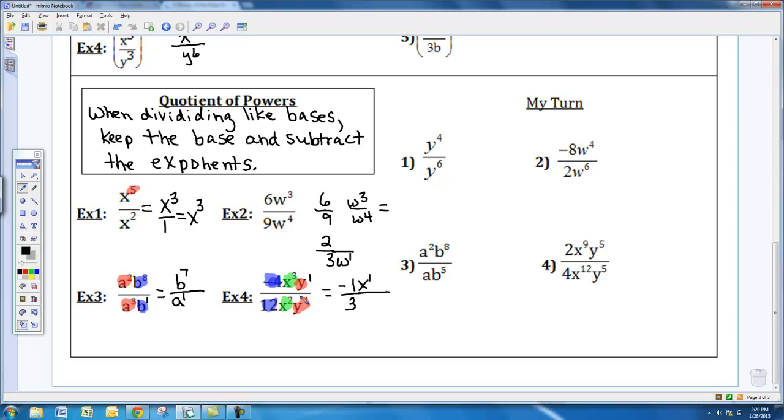Now we divide the y's. Our larger exponent is in the denominator, so the y stays in the denominator. 4 minus 1 is 3. We can simplify our answer just a little bit. We can say that this is negative x to the 1st over 3y cubed.